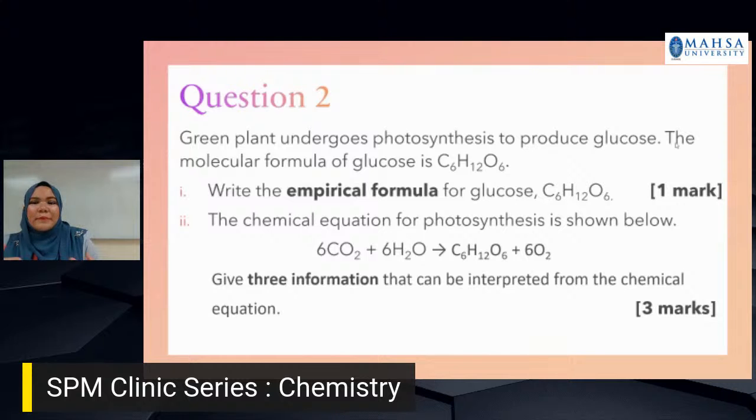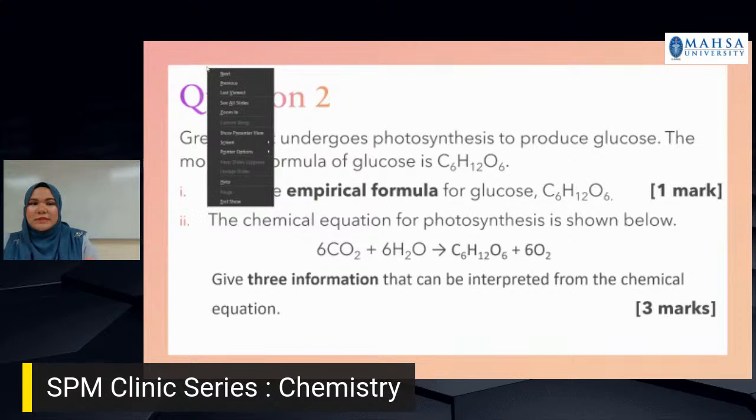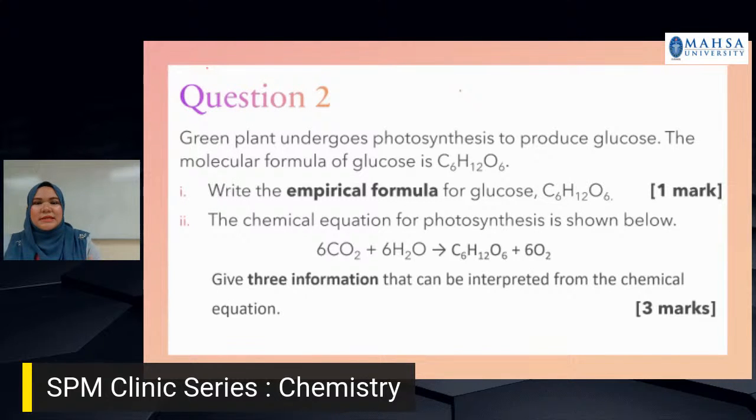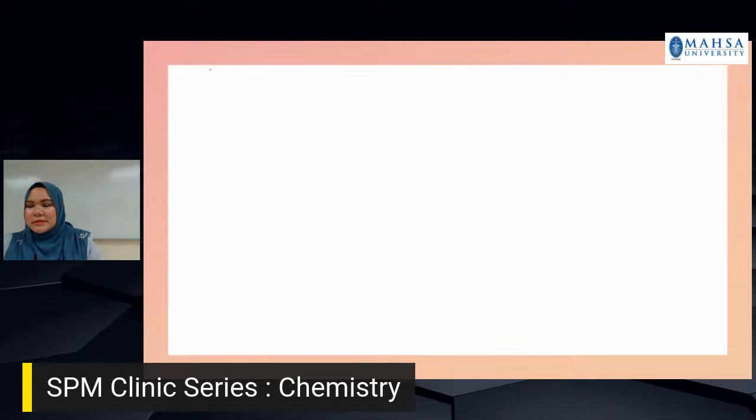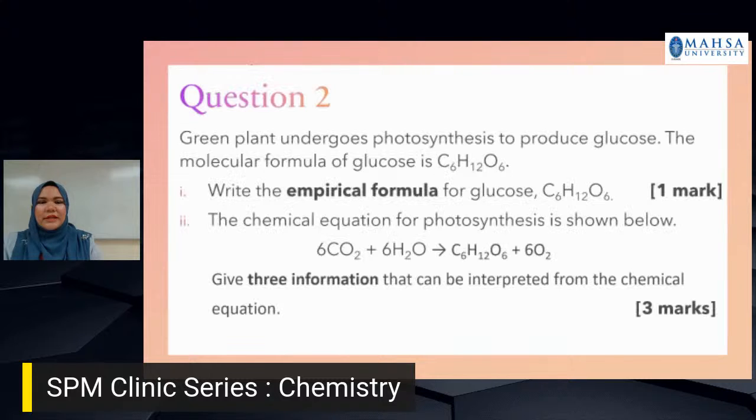So how to get the empirical formula? It will be the ratio. So how to get the ratio? Ratio means that you need to divide by the lowest number of your element here, which is C6H12O6. You need to divide all the subscripts by 6 because 6 here will be the lowest number. So the empirical formula will be CH2O.